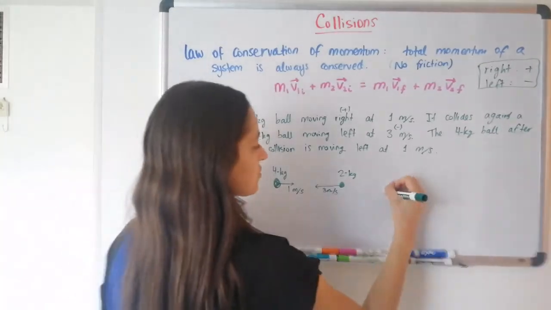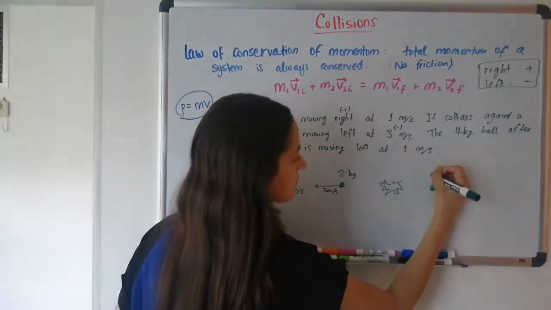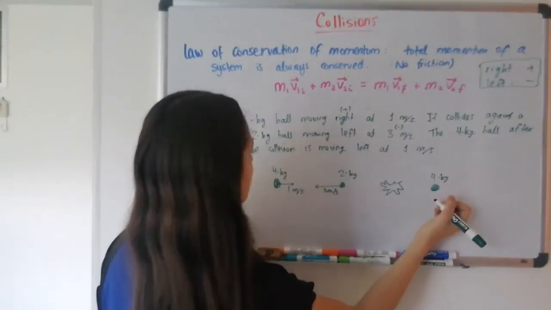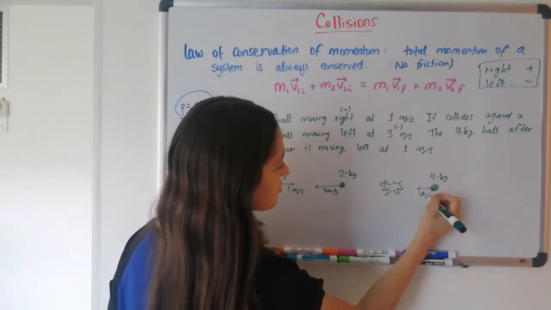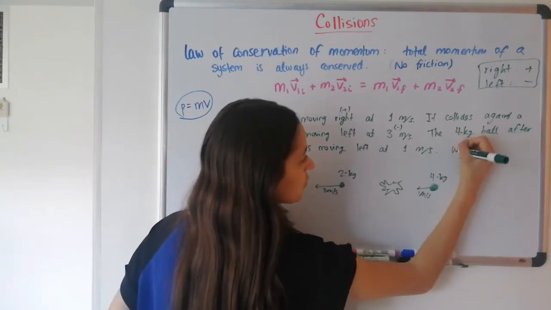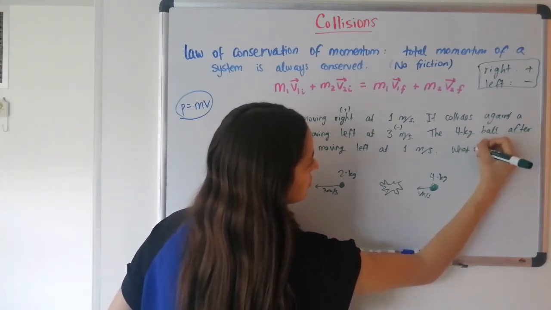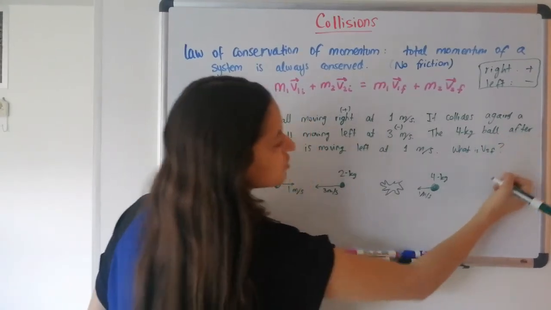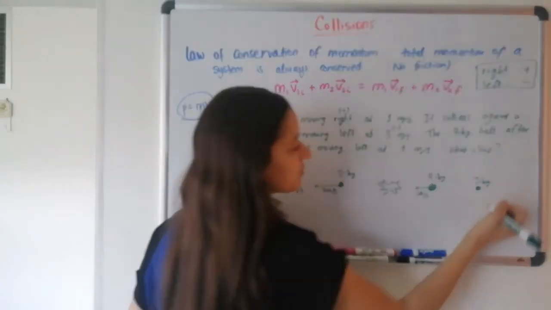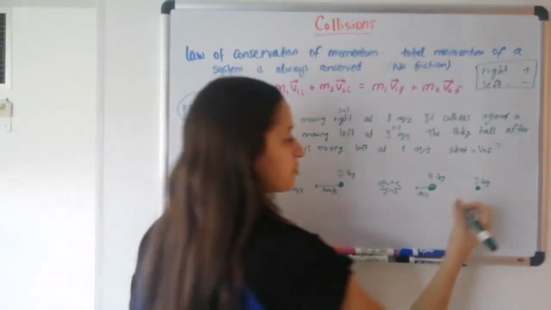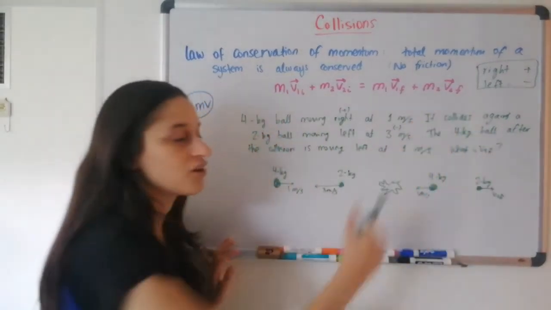And after the collision, so we have a collision here, and after the collision, the 4 kilogram ball is now moving to the left at 1 meter per second. And the question is, what is the speed of the second ball after the collision? So that means what is V2F? So we're going to have this 2 kilogram ball. We don't know in which direction it's going to be moving, but we can put it to the right just so that it's positive, and we call it V2F for our equation.